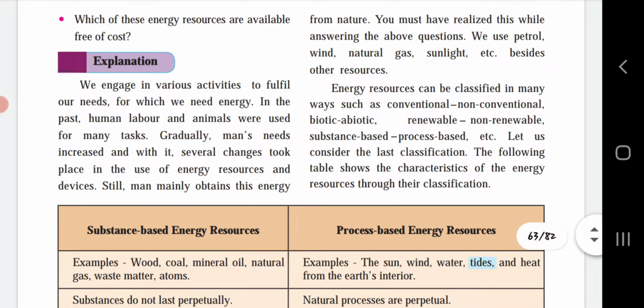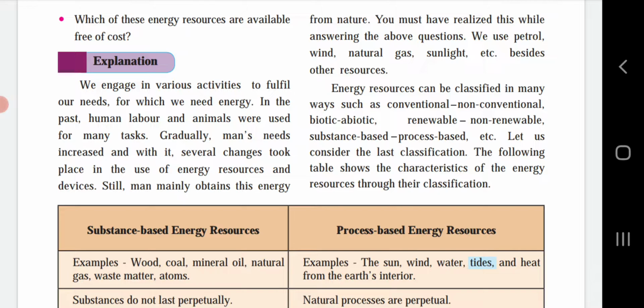Let's see the explanation. We engage in various activities to fulfill our needs, for which we need energy. In the past, human labor and animals were used for many tasks. Gradually, man's needs increased, and with it, several changes took place in the use of energy resources and devices. Still, man mainly obtains this energy from nature. You must have realized this while answering the above questions. We use petrol, wind, natural gas, sunlight, etc.